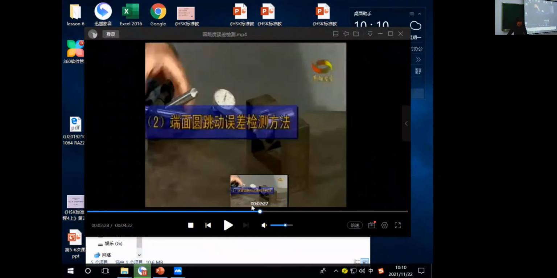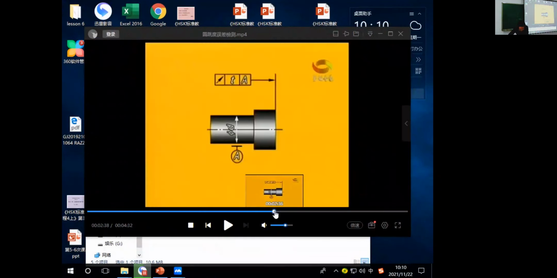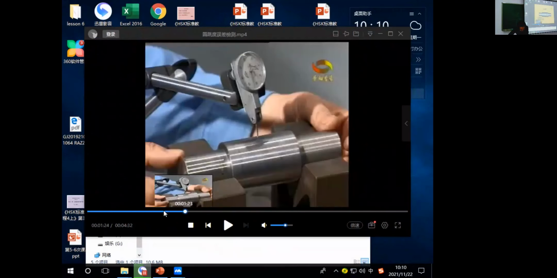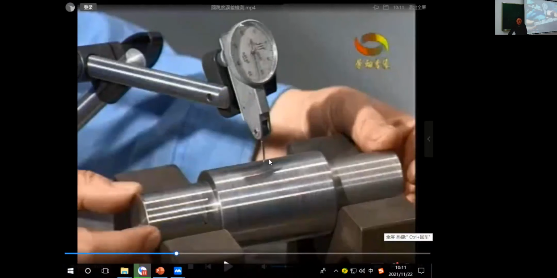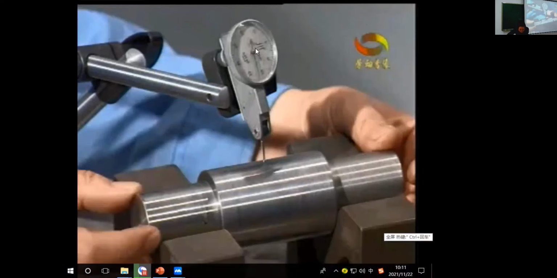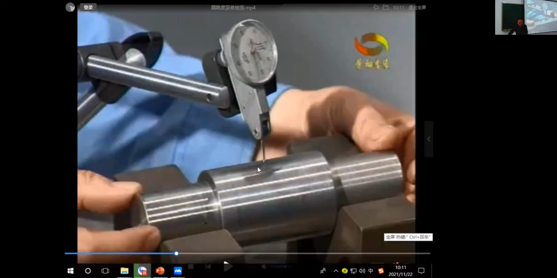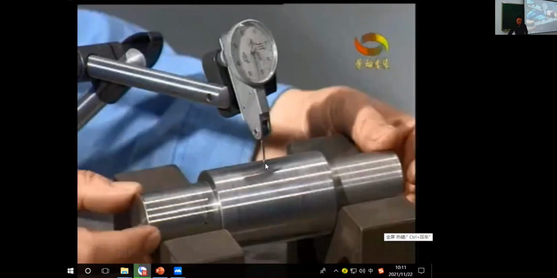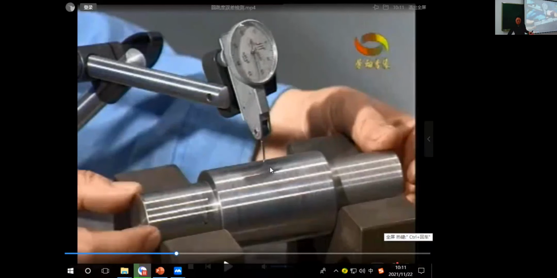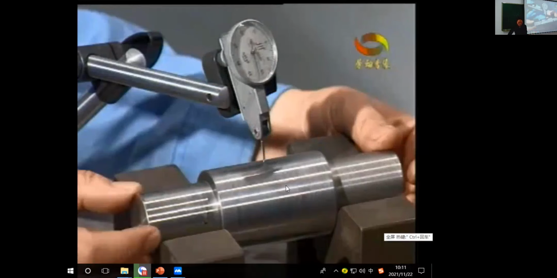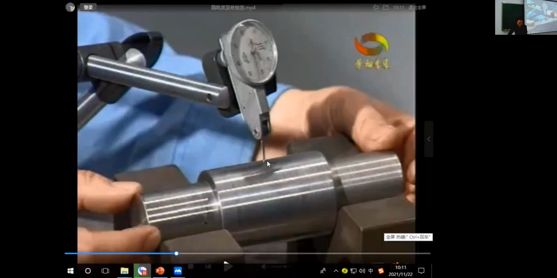Understand this one, I mean this picture. Just go to a device. Use the device to measure the data. So this is the shaft, right? We need to measure the runout, because this runout we get from the measurement method. This is the shaft. So we use this device. This is a point, this point to touch.